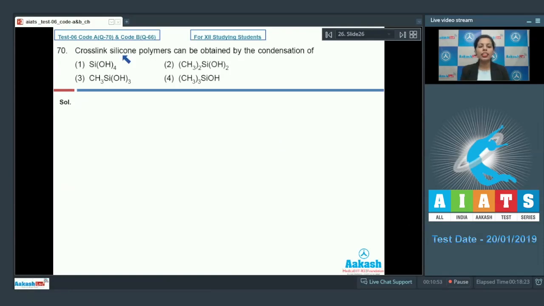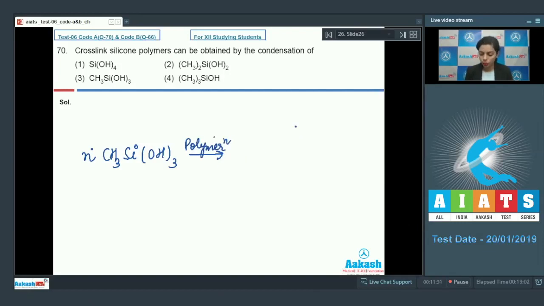Question number 70. Cross-linked silicon polymer can be obtained by the condensation of. If you want to obtain the cross-linked silicon polymer, then definitely the monomer that you're using should contain 3 OH group present there. So if I talk about the formation of cross-linked polymer, that is only possible by the monomer that's given in option 3. Suppose I'm talking about this, N molecules were there and there's the process of polymerization.